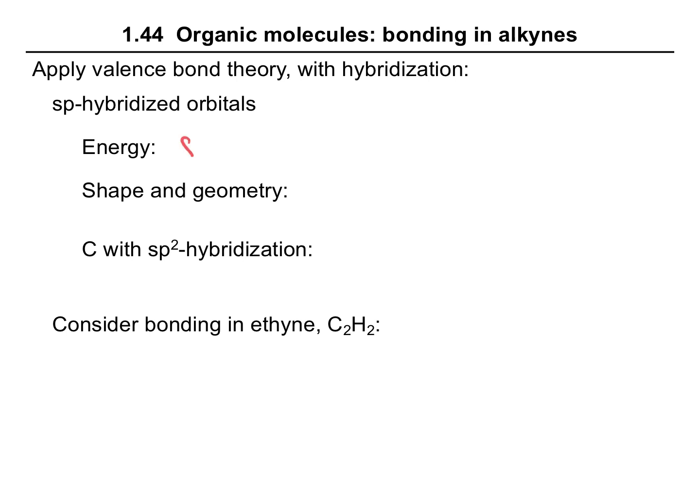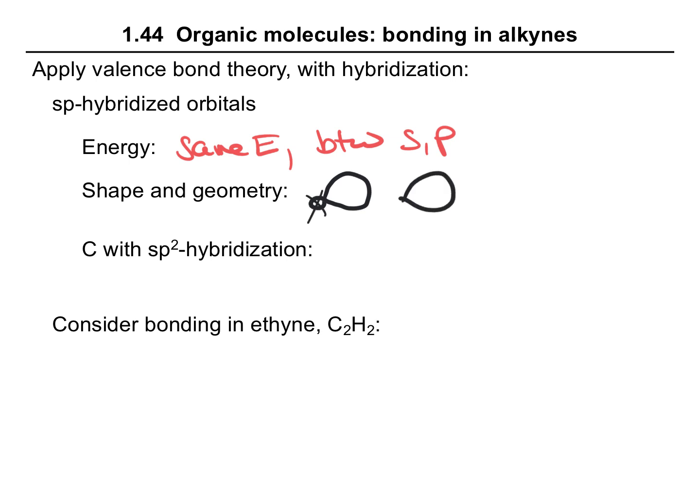Continuing with valence bond theory and hybridization, focusing on sp hybridized orbitals, we need to keep in mind that these orbitals have the same energy as each other, and that energy falls between the s and the p orbitals. In terms of shape and geometry, the shape is going to look something like this with the nub, and we ignore that nub so that it's something like this. The geometry, if we have 1 sp orbital and another sp orbital, they are going to be in exact opposite direction. So we have an angle of 180 degrees.